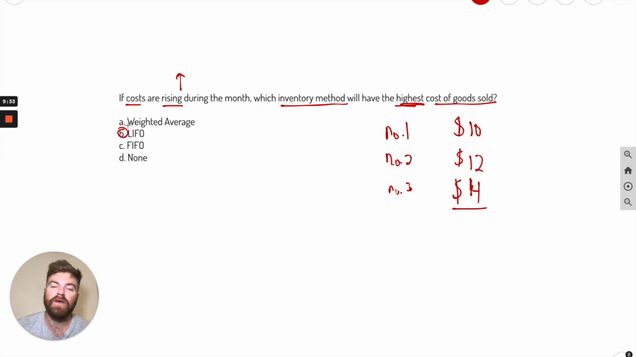These are hard. My students always have trouble with these questions because there's no numbers involved. But that doesn't mean you can't make your own numbers up. You can always make your own numbers up. In fact, I recommend it so it makes sense to you. The most recent costs were the highest, and LIFO takes the most recent costs. So it must be LIFO as the highest cost of goods sold.